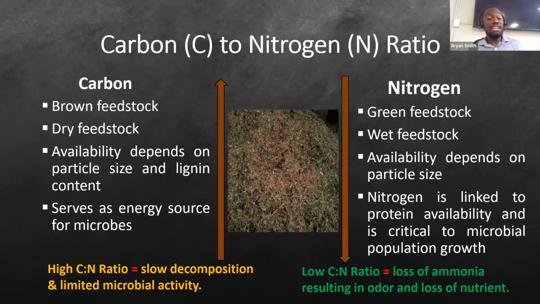It also depends on the lignin. So when you have those branches that are very thick and hard to break, that dictates the availability of the carbon. And who do we want the carbon to be available to? We want the carbon to be available to the microorganisms, because they are the driving force in the composting process. And so the carbon acts as the energy source for the microbes.